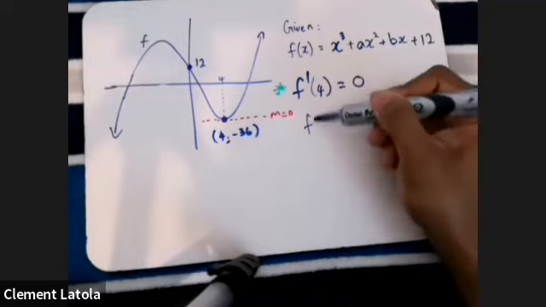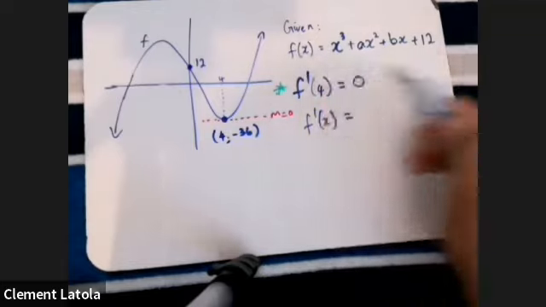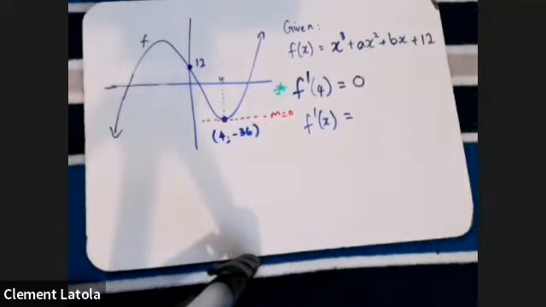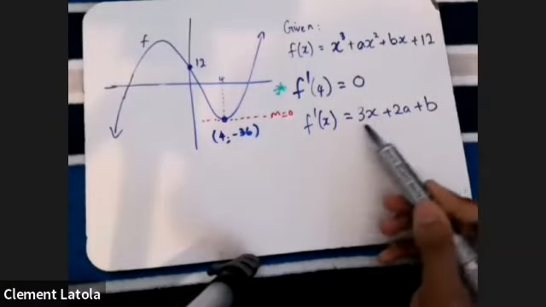Sorry. Cole, could you help me find the derivative of this function, please? I think it's 3x plus 2ax plus b. That's correct, because the 12 falls away. I think you're missing something here. Oh, 3x squared. 3x squared, yes.